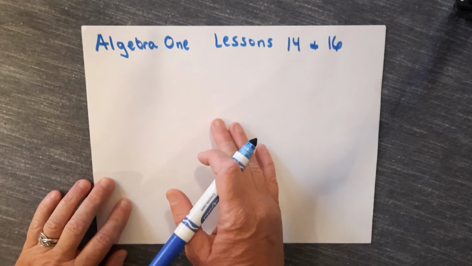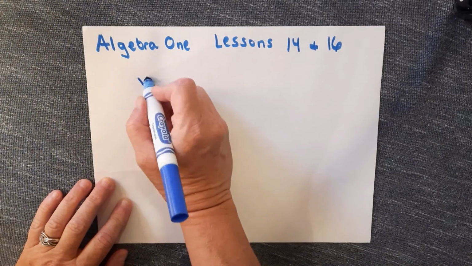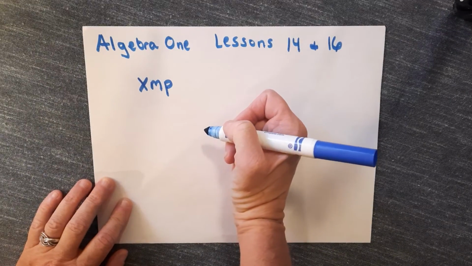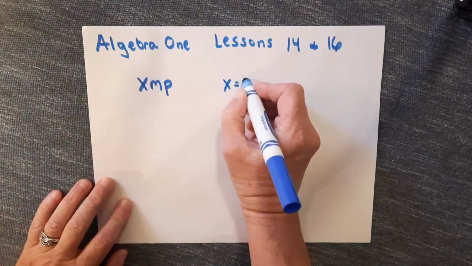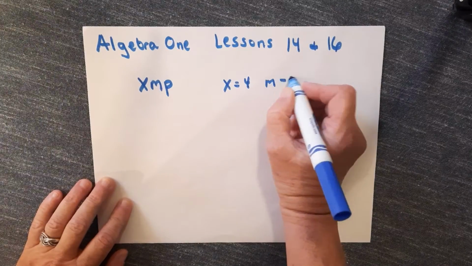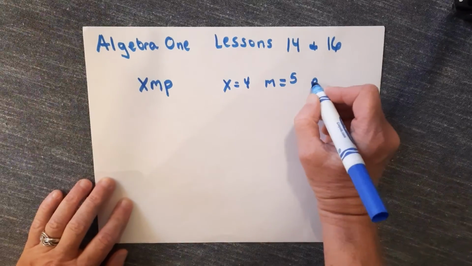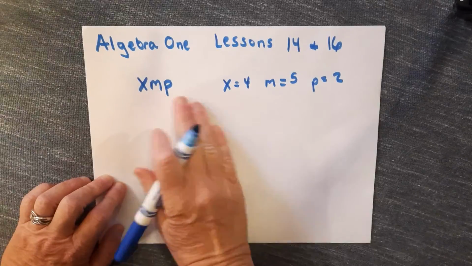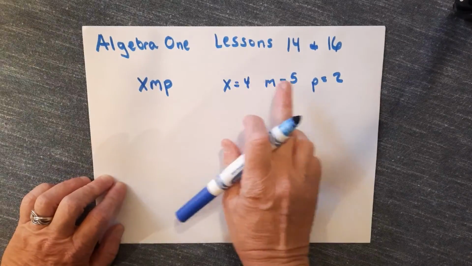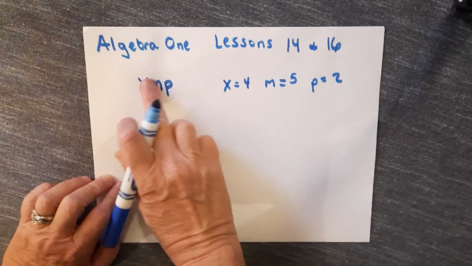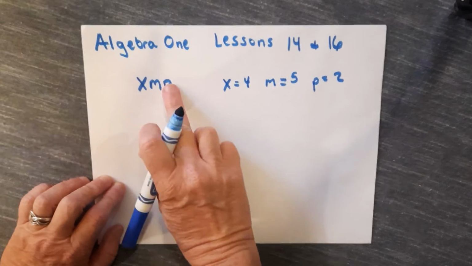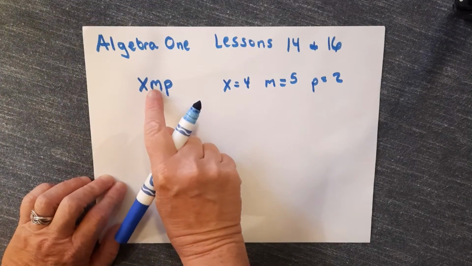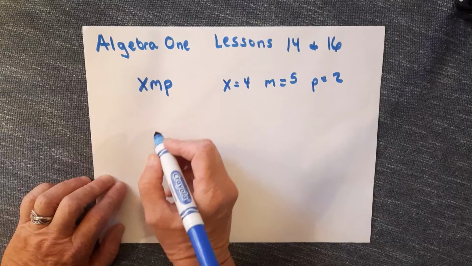And all that means is if you have something, for example, like x times m times p, and you know that x equals 4, and m equals 5, and p equals 2. Simply evaluating this algebraic expression just means you're going to put 4 in for x, 5 in for m, 2 in for p, and then do whatever is done to each of the variables. So all the letters are called variables. In this one, x is multiplied by m is multiplied by p. So that becomes very easy.